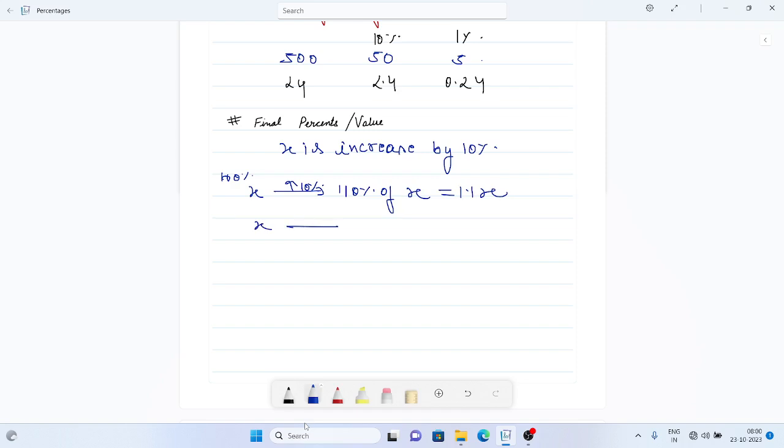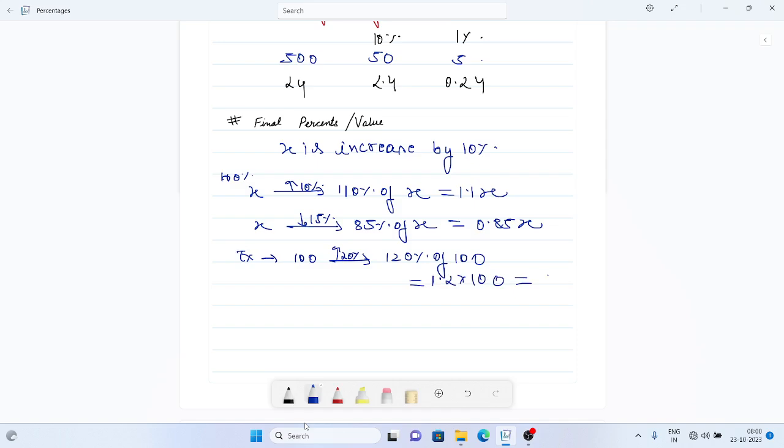Similarly, if you take x decreased by 15%. So from 100%, how much is it decreased? 85% of x, right? And here you get 0.85x. Okay. Now let's take an example. 100 is increased by 20%. Okay, so it is 120% of 100, right? So I write 1.2 into 100, which is nothing but 120. Okay.